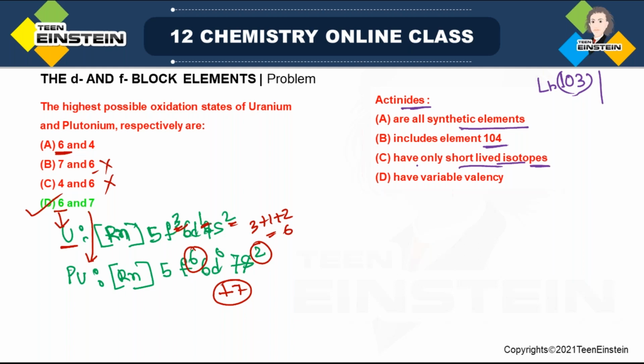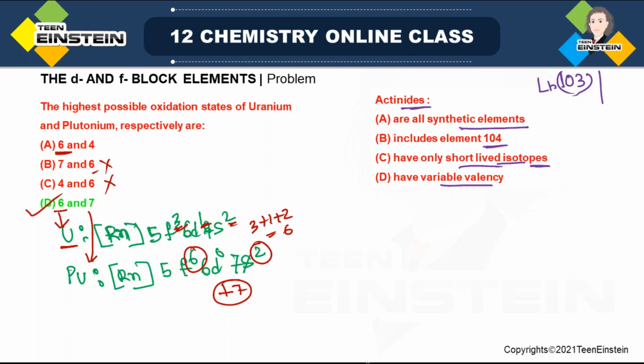Their lifetime is very less. Half-life is very, very low. So this is true only for the elements that are on the right hand side, but not for all the actinides. So this is also not true. In general, you cannot say that all of them are short-lived isotopes.